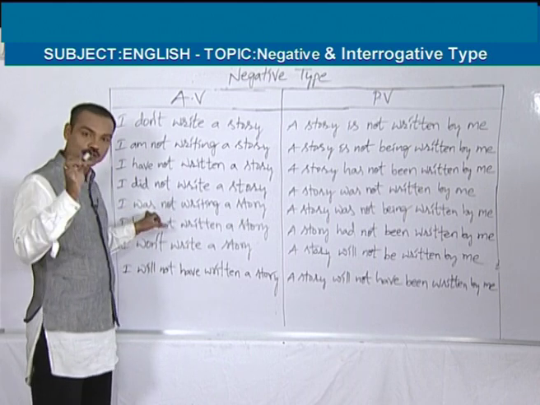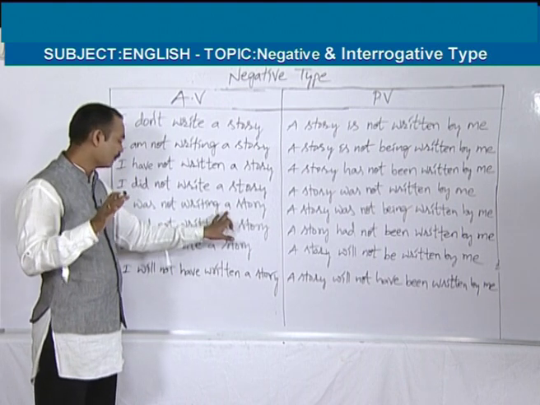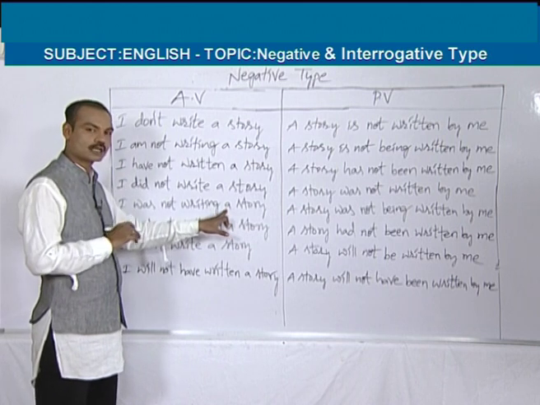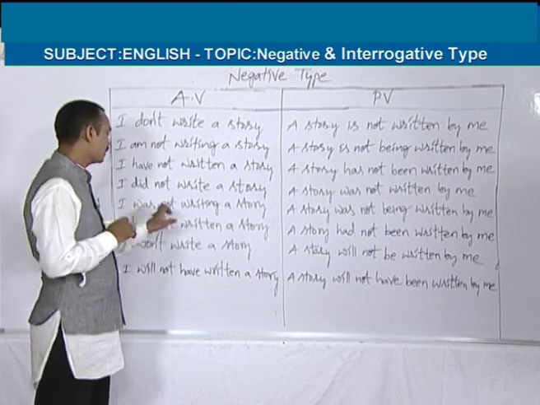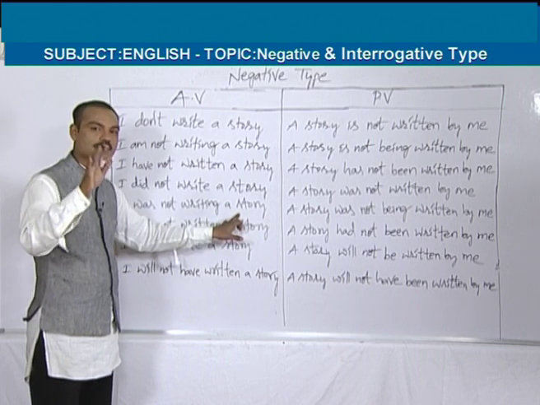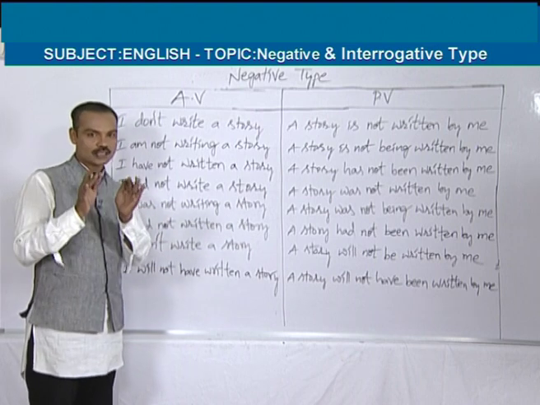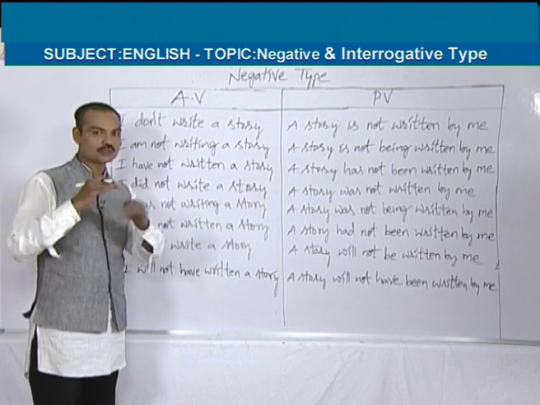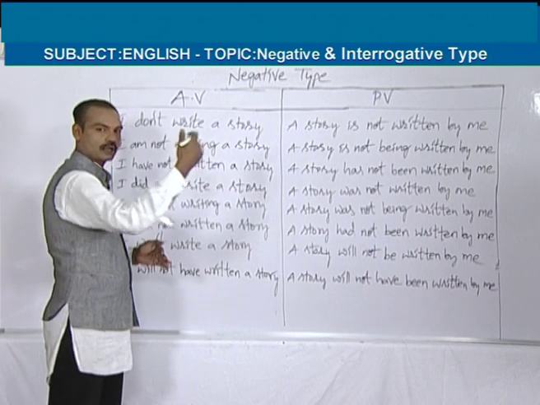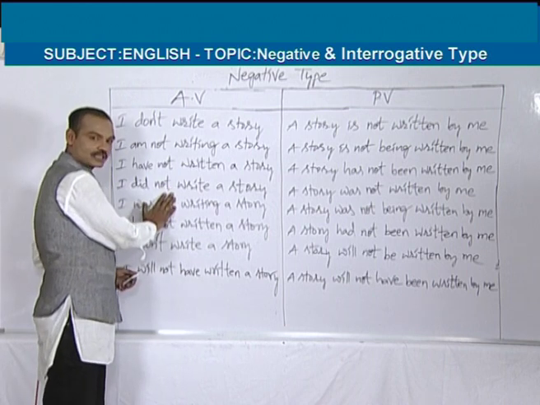See, whenever you find the helping verbs like was or were and the ing form, that is called a past continuous sentence. I was not writing a story. It is a negative sentence of past continuous tense. So, in the previous class, you came to learn how to change all the positive sentences from past continuous into passive voice. Same, see, if I remove not, it becomes a positive statement.